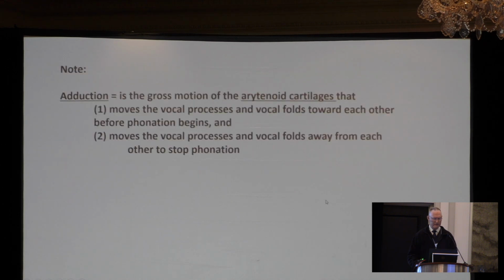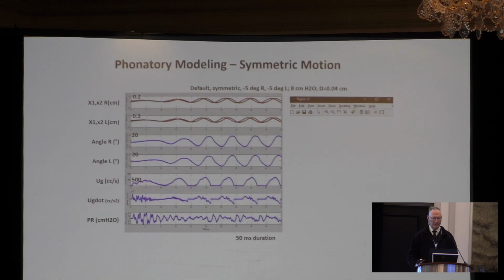So we have adduction, the vocal folds continue to come together, and then abduction. This is vibration and oscillation of the vocal folds. I'd like to show you now that in laryngeal modeling, there's a great deal of information that is learned that you can't get from studying humans.